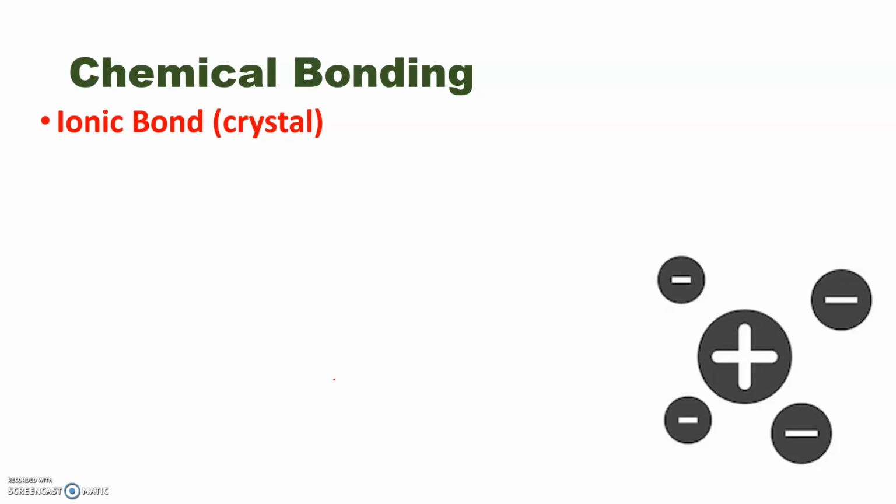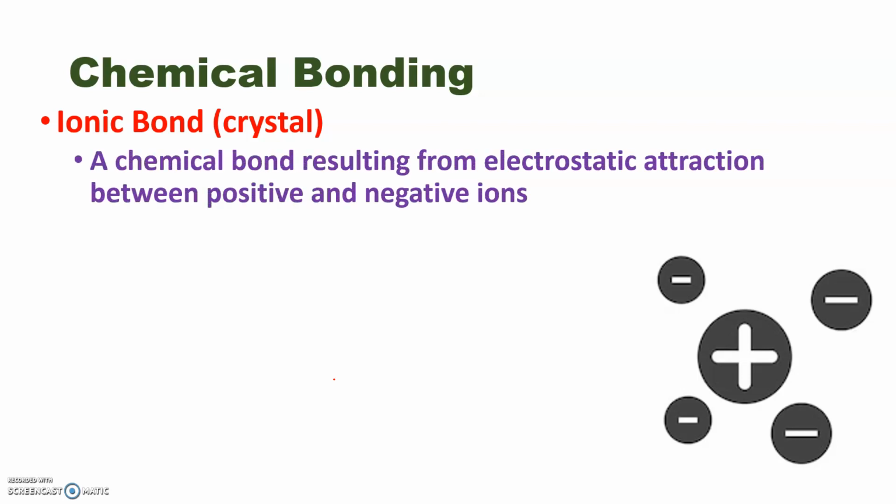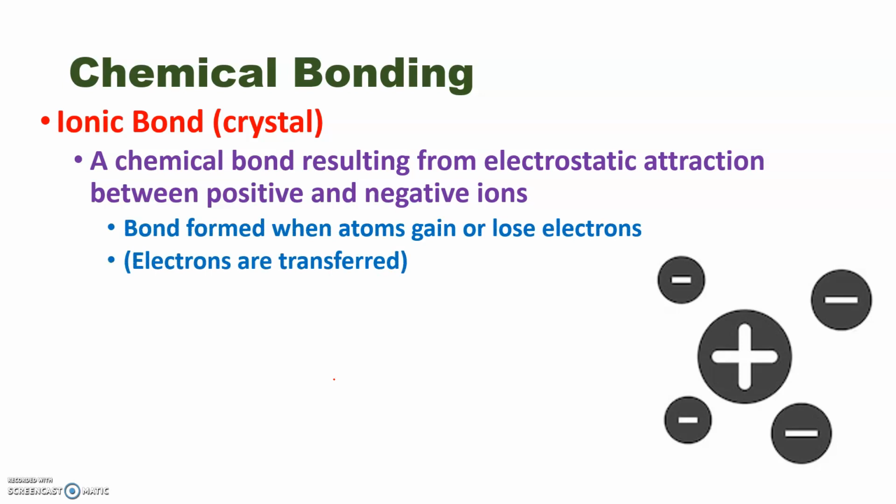So let's get started here. The first type of bond we'll talk about is an ionic bond. Now, ionic bonds have crystal structures, so that's why the word crystal is there. It is a chemical bond resulting from the electrostatic attraction between positive and negative ions. So what happens is you have a bunch of positive and negative ions in the crystal, and when they pack together, they are attracted to each other, and that attraction is what holds them together.